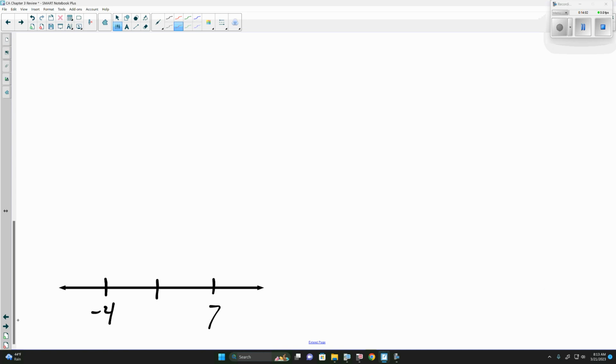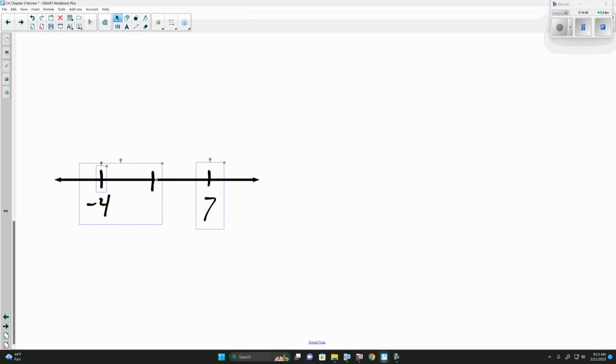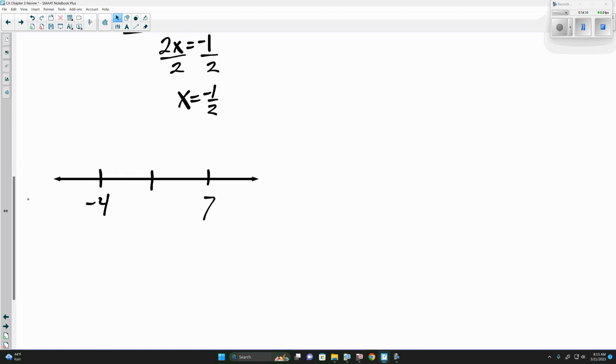So way too much space. Put that up just a bit. So our other spot is, back. So our 3 spots are -4, -1/2, and 7.